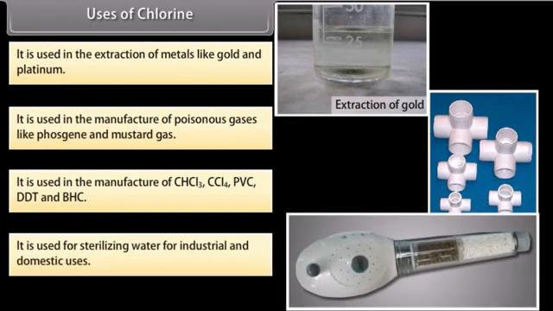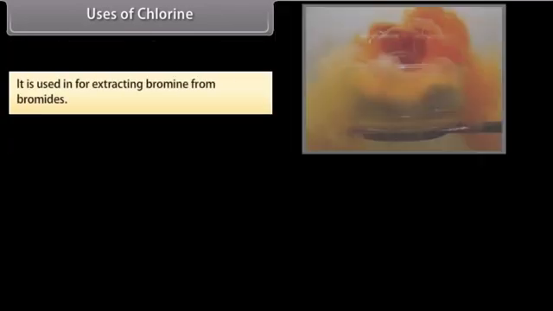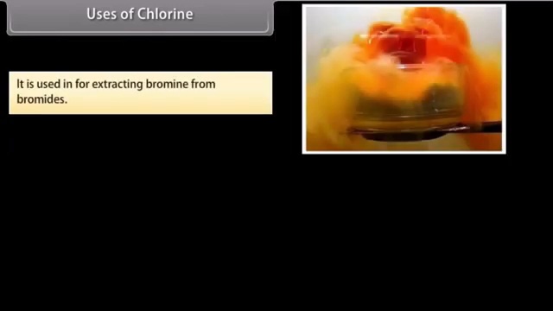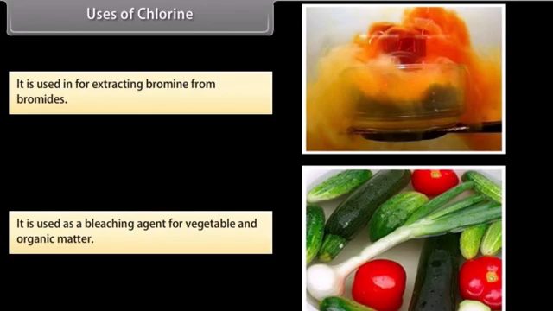It is used for sterilizing water for industrial and domestic uses. It is used for extracting bromine from bromides. It is used as a bleaching agent for vegetable and organic matter.